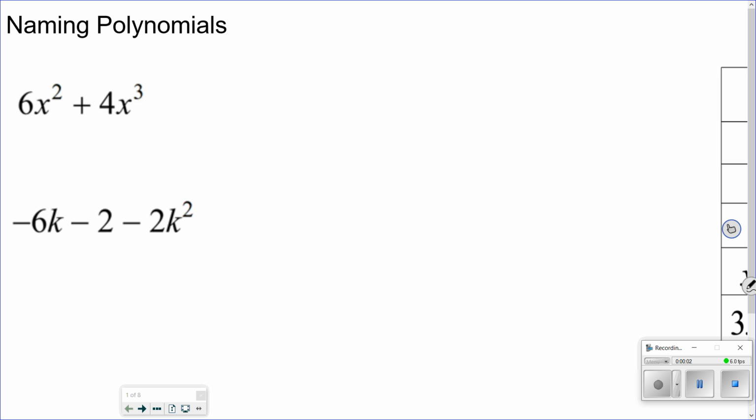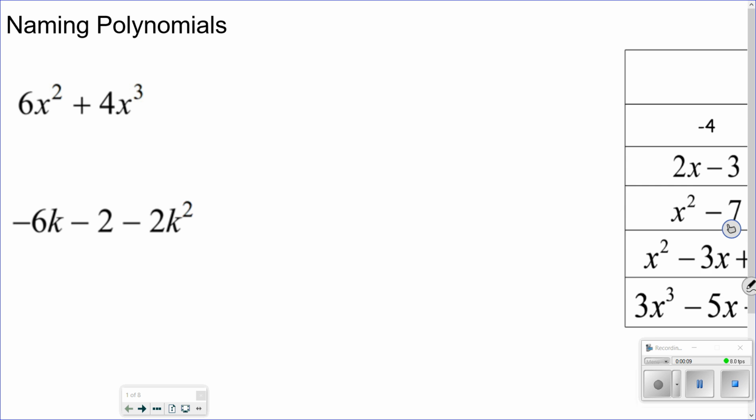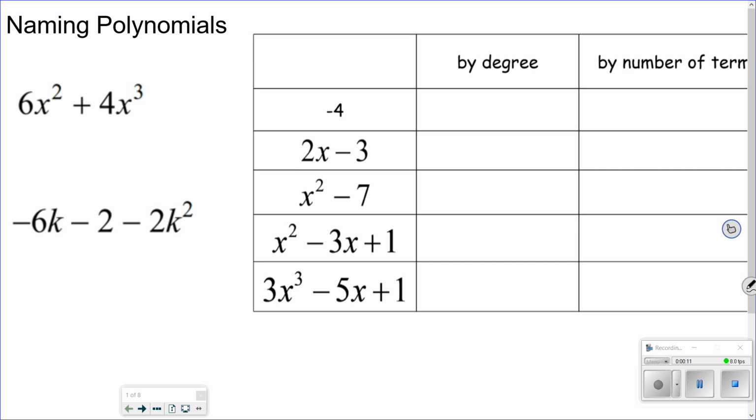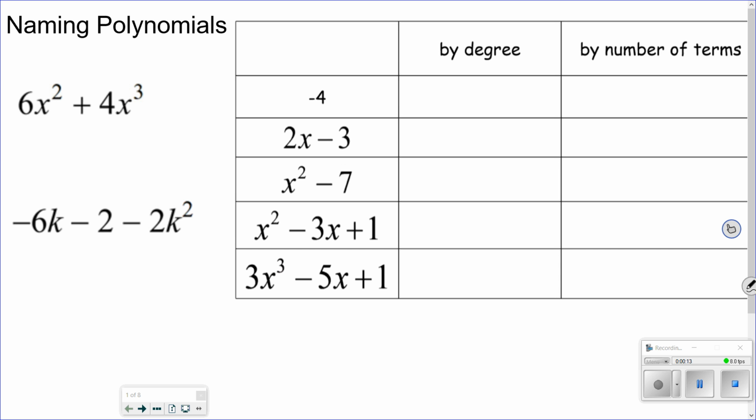All right, I thought I'd run through a real quick review of Chapter 2, which is on polynomials. So the first thing we did was name polynomials. So just a real quick review. You can name them by degrees or by the number of terms.